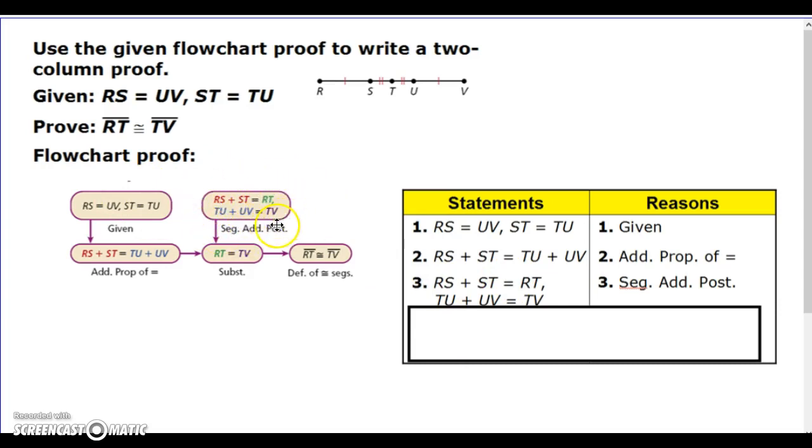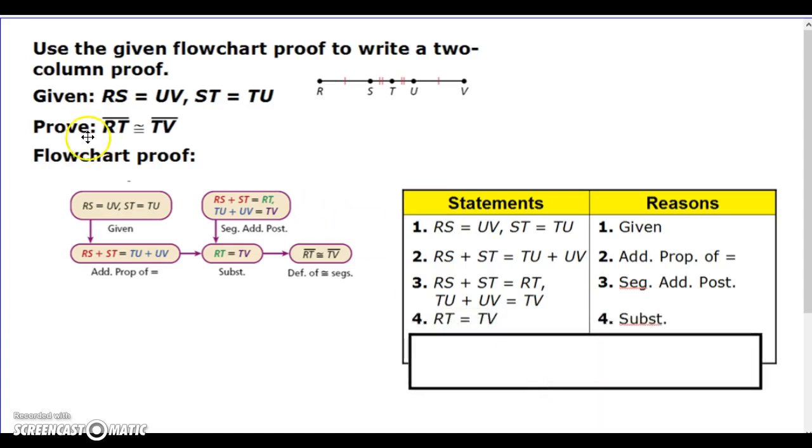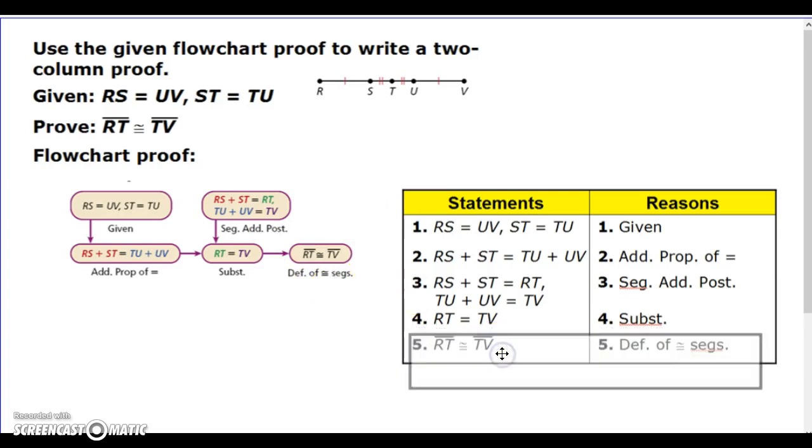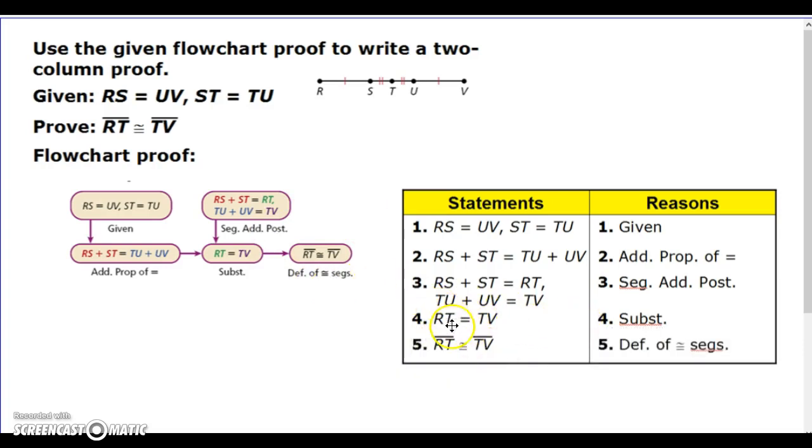Okay. Since we've made this statement that RS plus ST is this, look at RS plus ST, that is over here as well, right? And then this expression, TU plus UV, is on the right side of this expression, so we can use substitution to say that RT equals TV. We were setting out to prove that the segments are congruent. We've shown that they are equal in measure, and so now we can say that the two segments are congruent, because if segments are equal in measure, by definition, they are congruent segments.